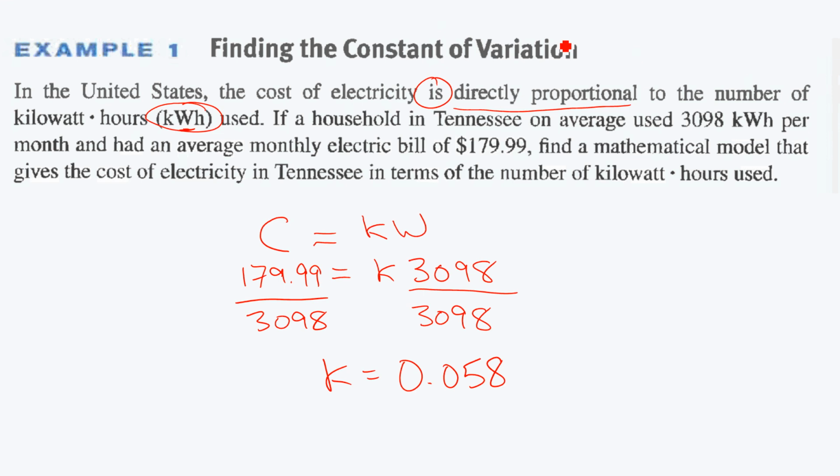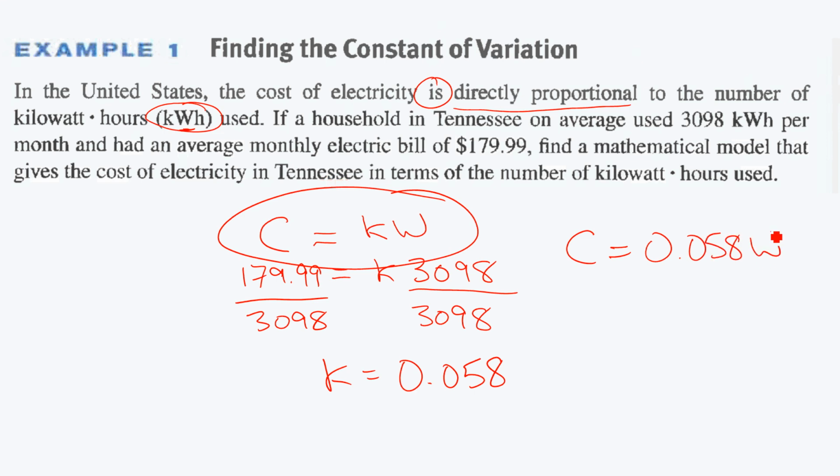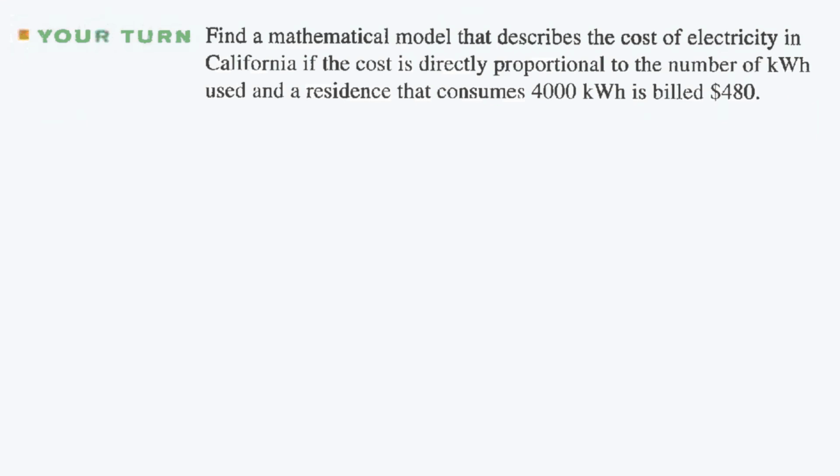Our job is to rewrite this initial equation, with everything exactly the same, but a number for K. So C equals 0.058 times W. That's our mathematical model. All right, your turn. See if you can do it right here.